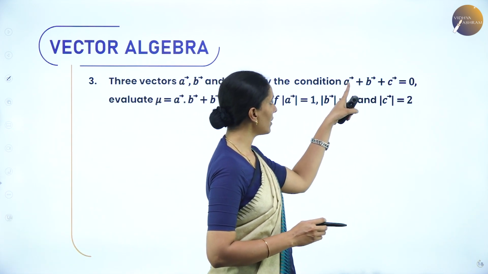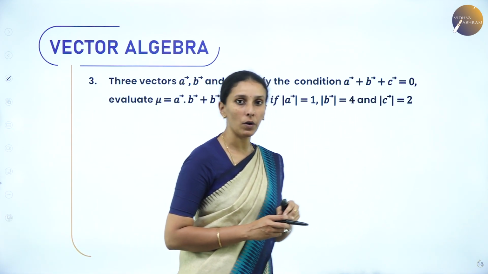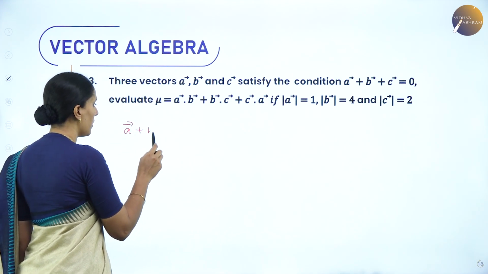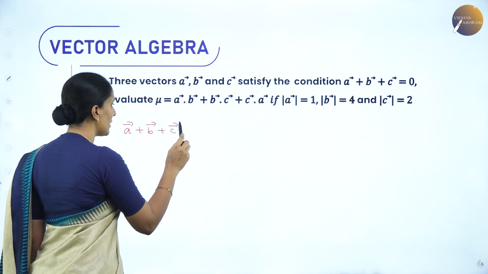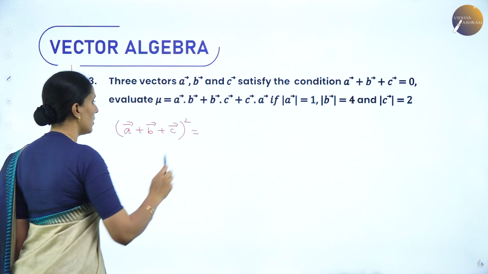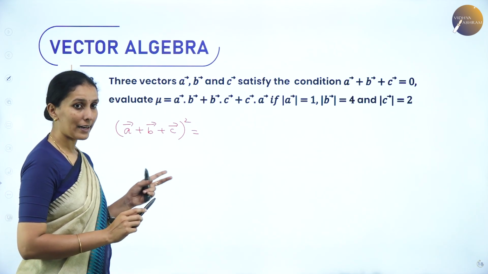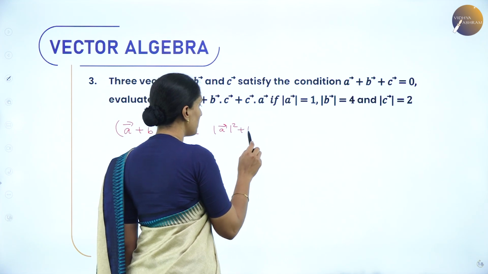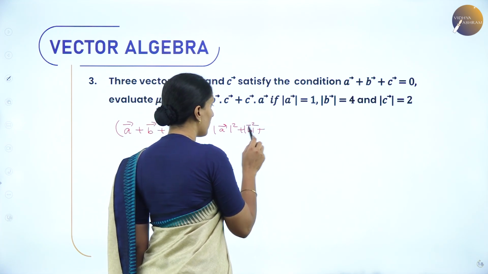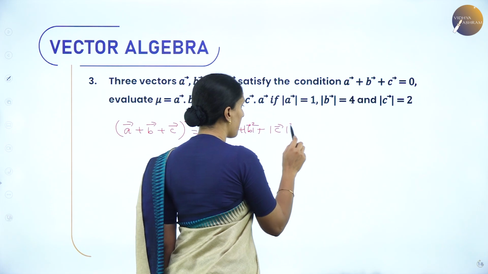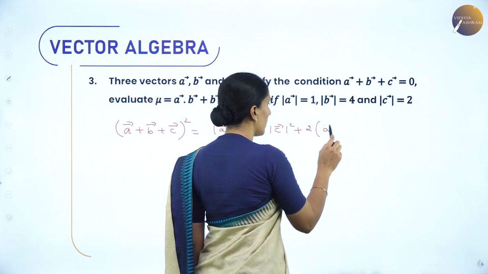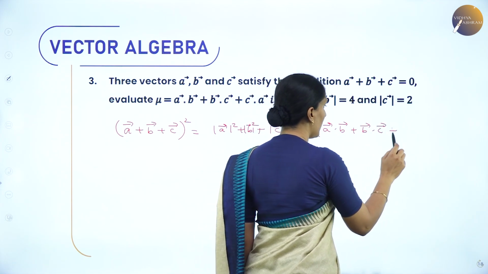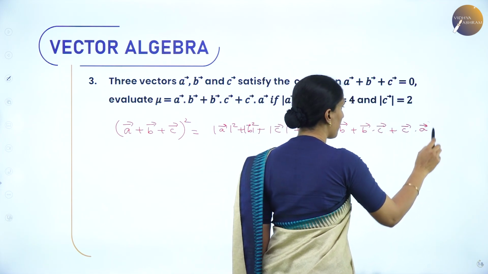Since the condition is given in the form of a plus b plus c is equal to 0, let's take the square of vector a plus vector b plus vector c whole square. Now using the standard identity in algebra, we can write this in the form of a square plus b square plus c square plus 2 times (a dot b plus b dot c plus c dot a).